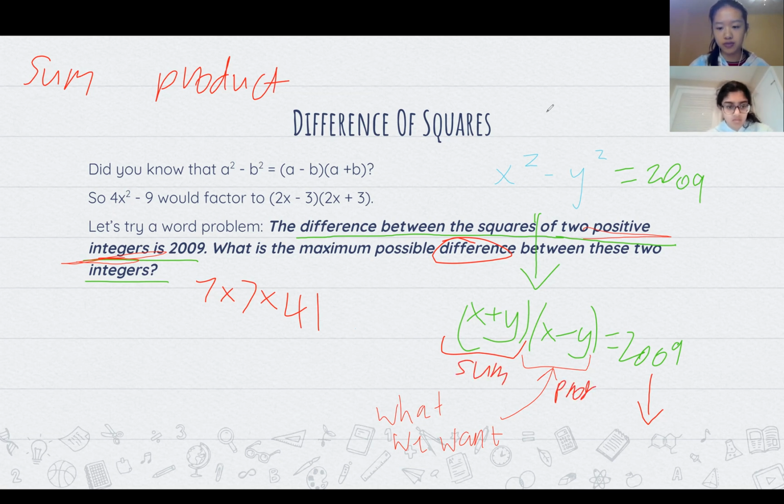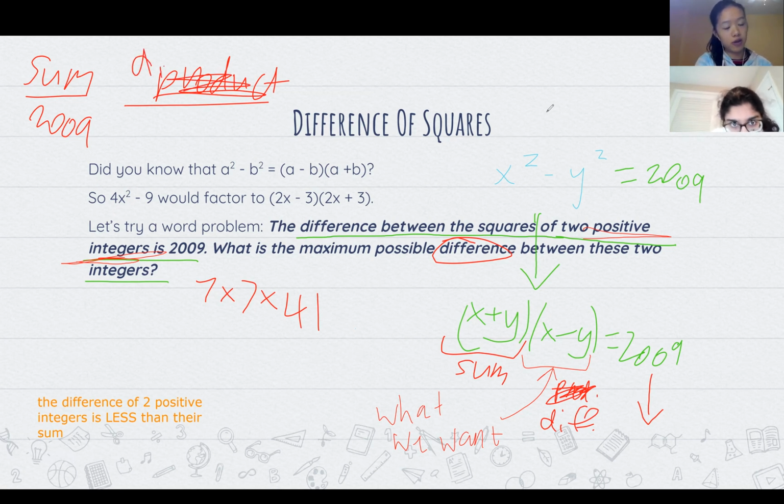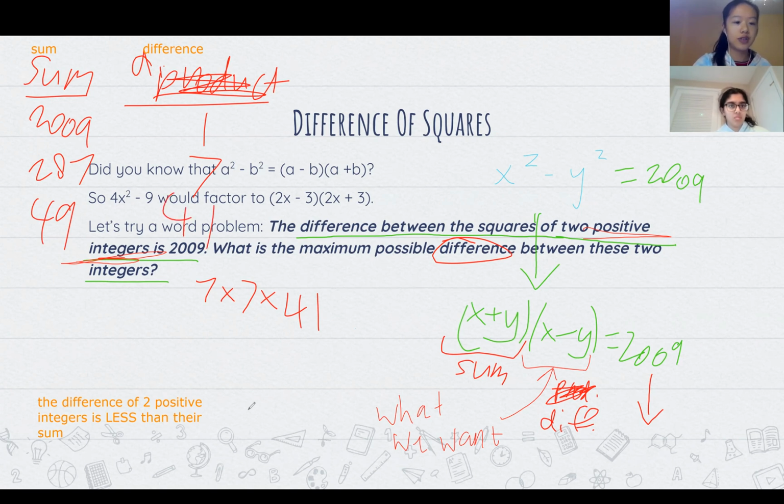So one possible sum is 2009 and, oh, sorry, not product. Why did I write product? Difference, sum and difference. So one possible sum is 2009 and one possible difference is 1. Another possible sum is 287, and another difference is 7. And another possible sum is 49, and another possible difference is 41. And this last difference is the biggest one we'll ever get.